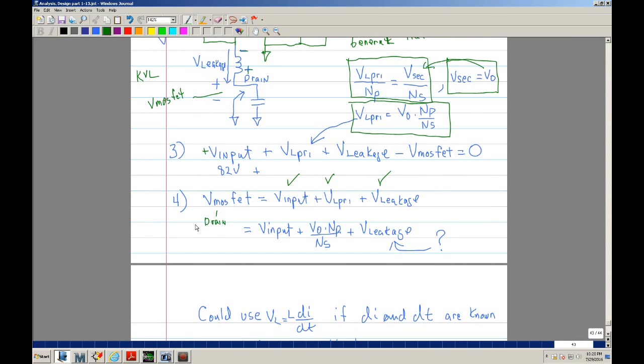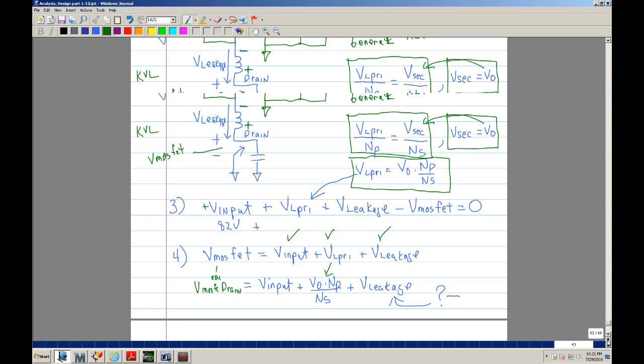Let's see. And let's say this is MOSFET drain. Excuse me. So now we have this equation, Vn plus, and this VL pri is actually V out times NP, primary turns divided by the secondary turns, plus V leakage. So what is this V leakage? How can we express it?